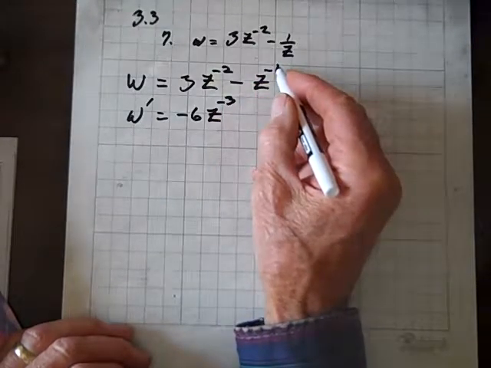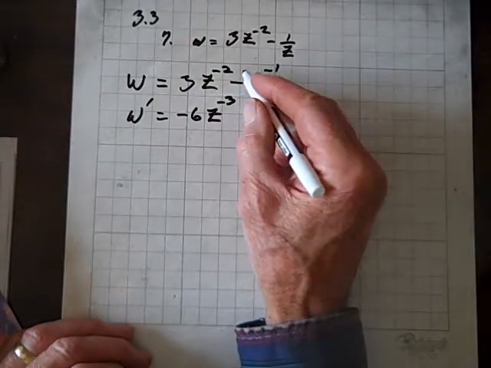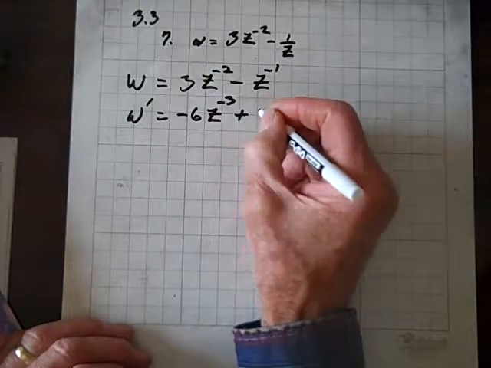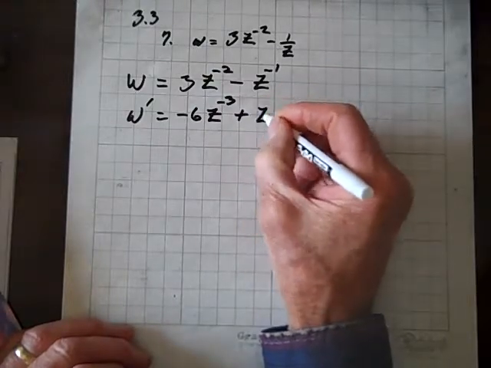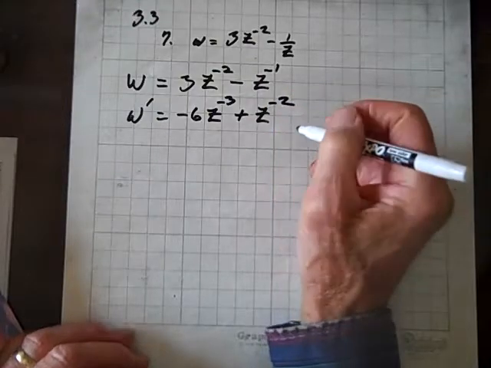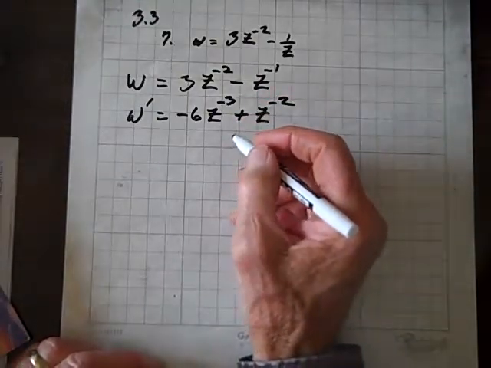Minus, and now we'll bring this exponent down. Minus times a minus 1 is a plus 1. Z, and subtracting 1 from negative 1 we get negative 2. So there's our first derivative.